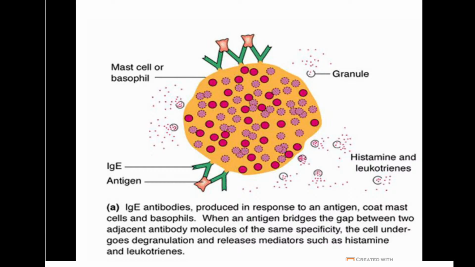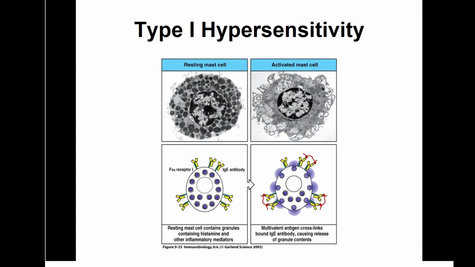the allergen of the same specificity, the complex of IgE and allergen fixed on mast cells and basophils destroys the membrane, and it causes the release of mediators like histamine and leukotrienes that are stored in granules of the mast cell. So you can see a resting mast cell and an activated mast cell, activated by the immune complex of IgE with allergen.